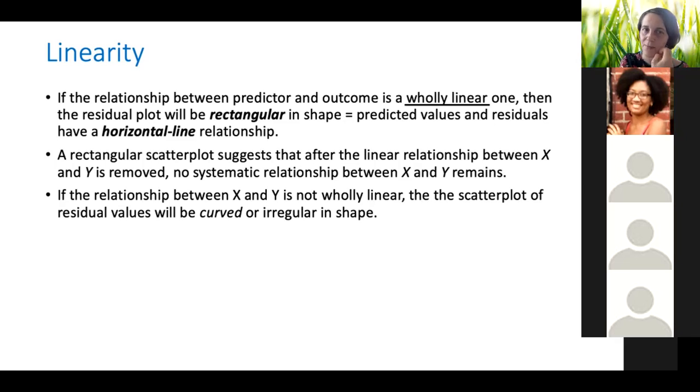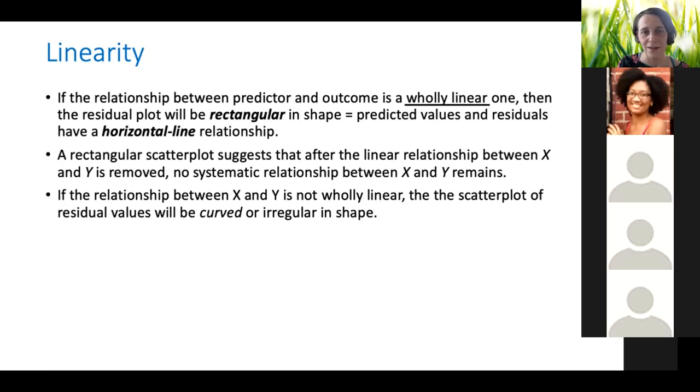This rectangular scatter plot suggests that after the linear relationship between x and y is removed, because we're plotting the fitted values, that means we are not plotting x versus y. On the x-axis we have our y hats, the predicted values, and on the y-axis we are plotting our residuals. So we're taking out the linear part of the relationship between our two variables. That's why there's no slope left. Then there is no systematic relationship between x and y. It's just zero correlation.